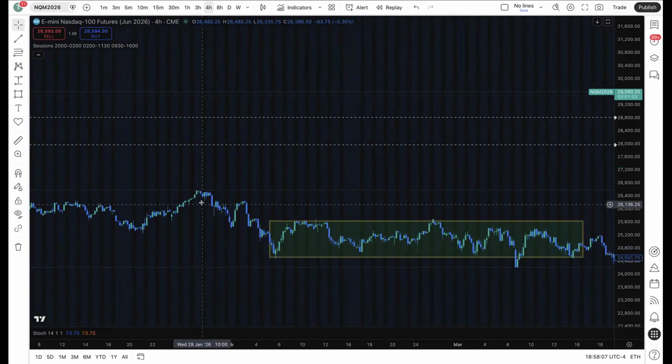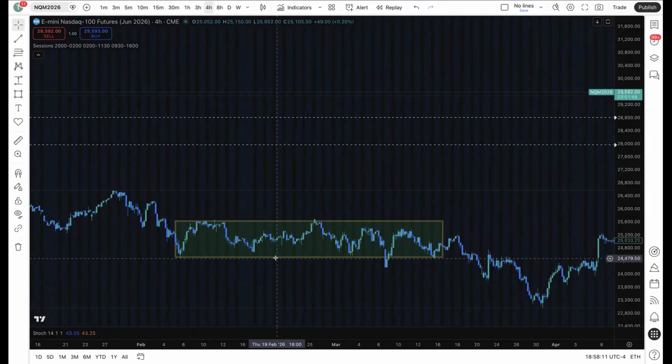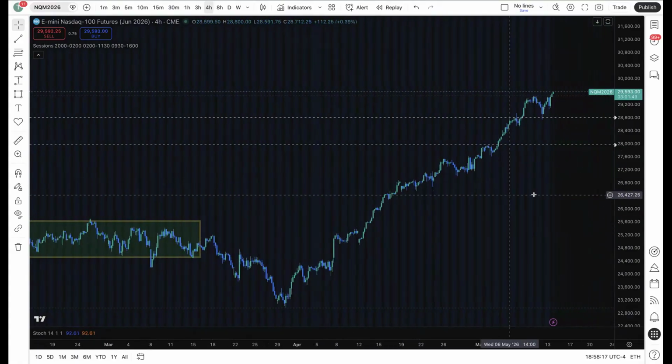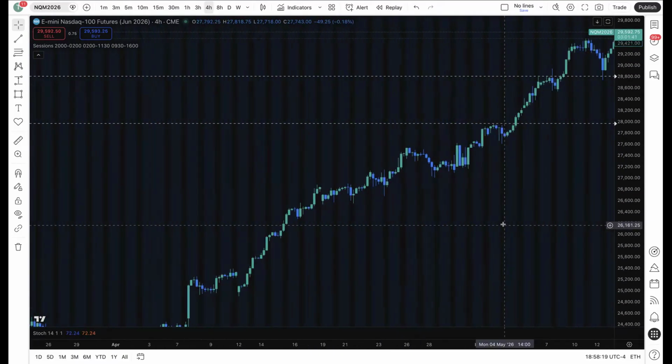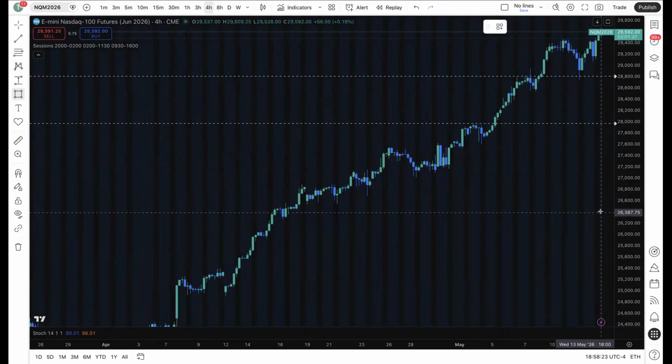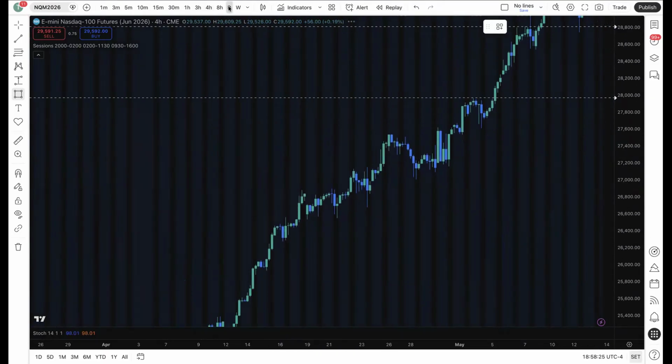Prior to that, it was a small downtrend. Uptrend, downtrend, downtrend. Eventually it started to go up, uptrend, uptrend. But you want to look for support and resistance. So when you go to the market charts, you can go to the daily first.